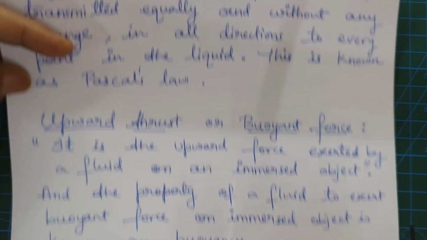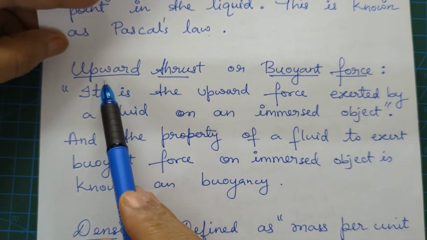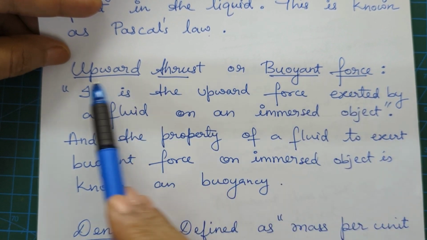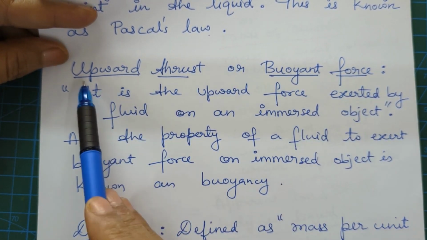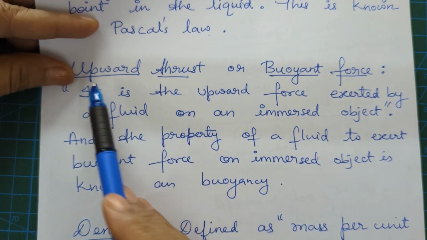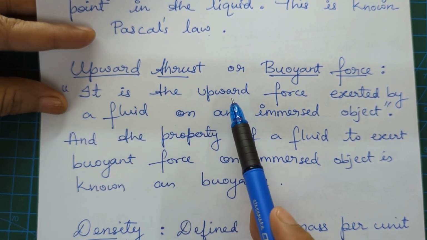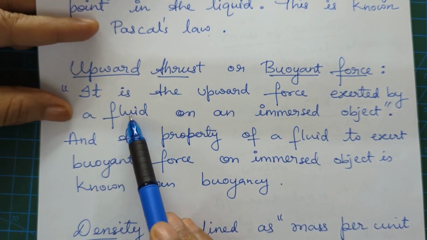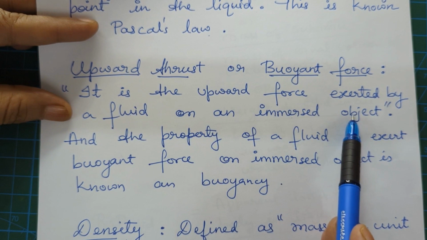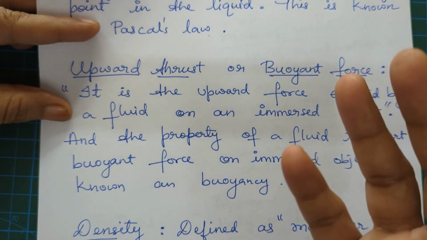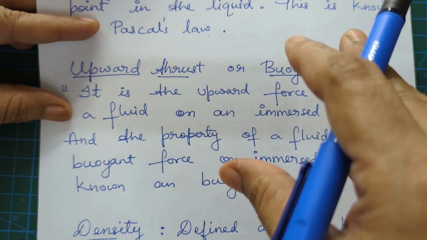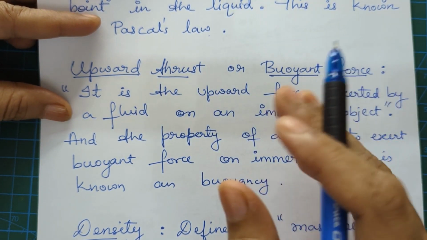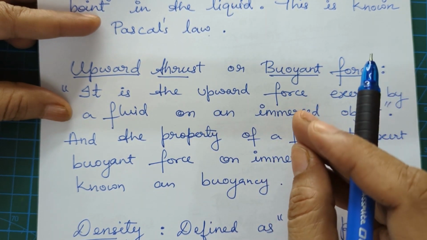That's Pascal's law. And now we come to the topic upward thrust, or up thrust, or buoyant force. So what is the other name of buoyant force? It is called upward thrust or up thrust. What is it? It is the upward force that is exerted by a fluid on an immersed object. So you can guess it. Whenever we try to put any object in a liquid, the liquid tries to push the object. It is because in physics, two objects cannot be at the same place at the same time.